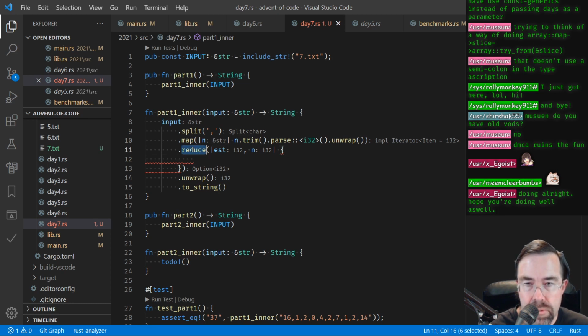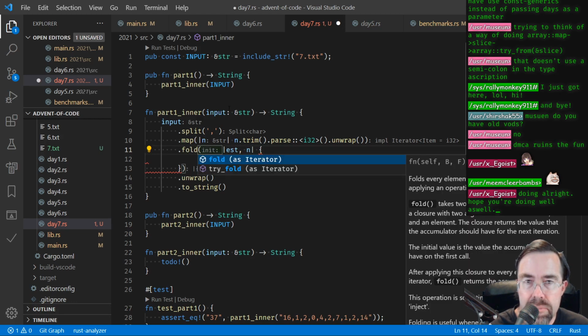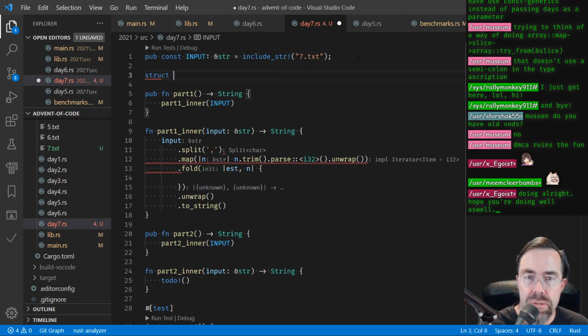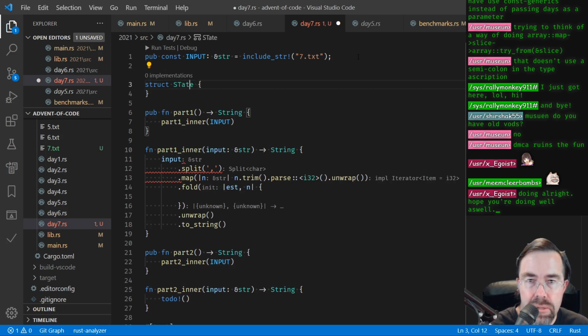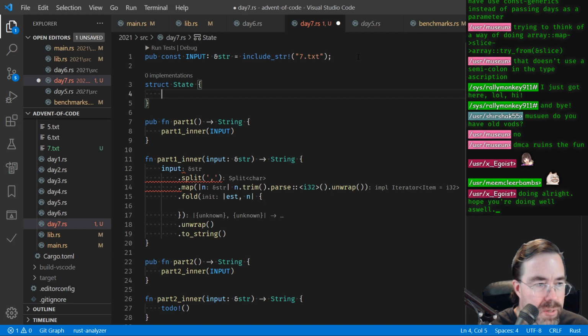So then instead of doing a reduce, let's do a fold. And let's make, just for convenience, a structure that holds this stuff. What to name it? Like state or something. Lack of a better name.